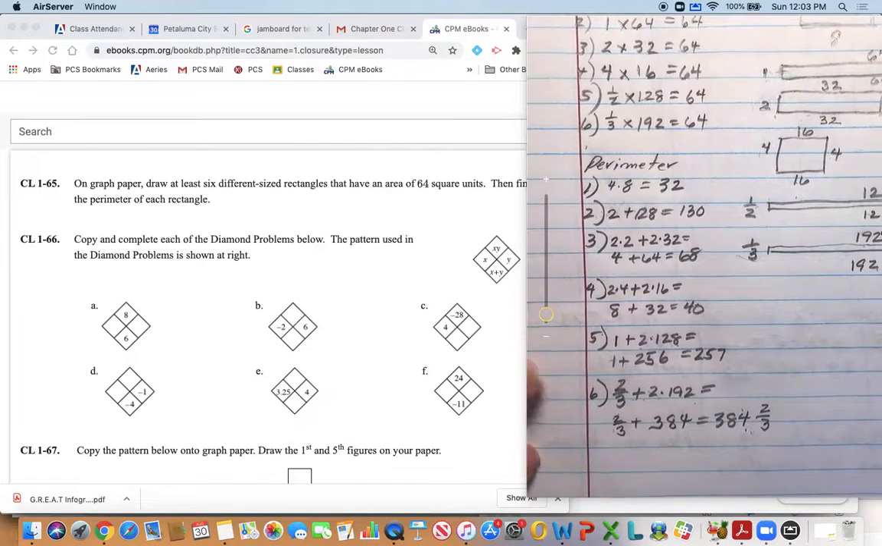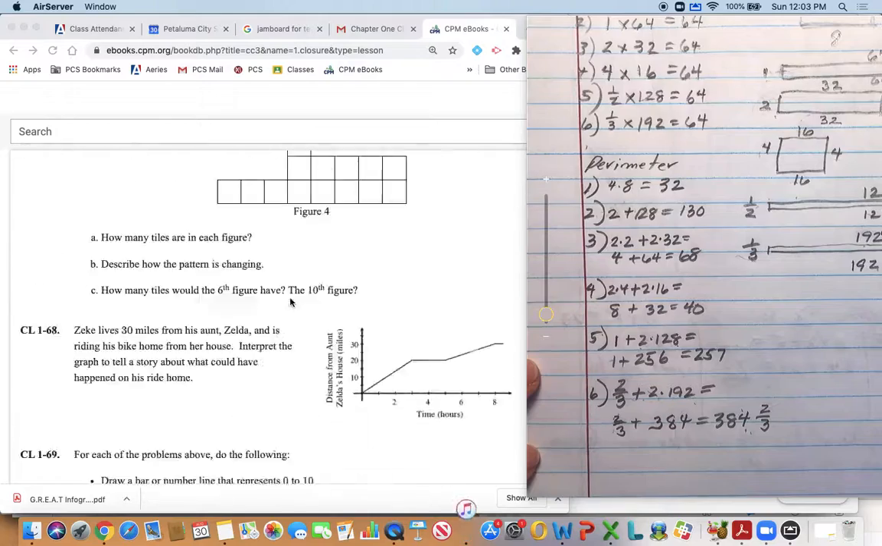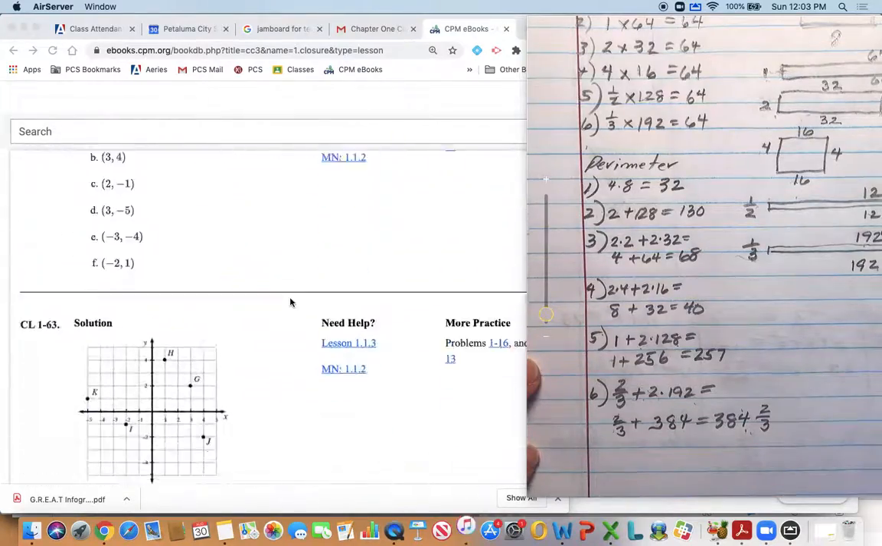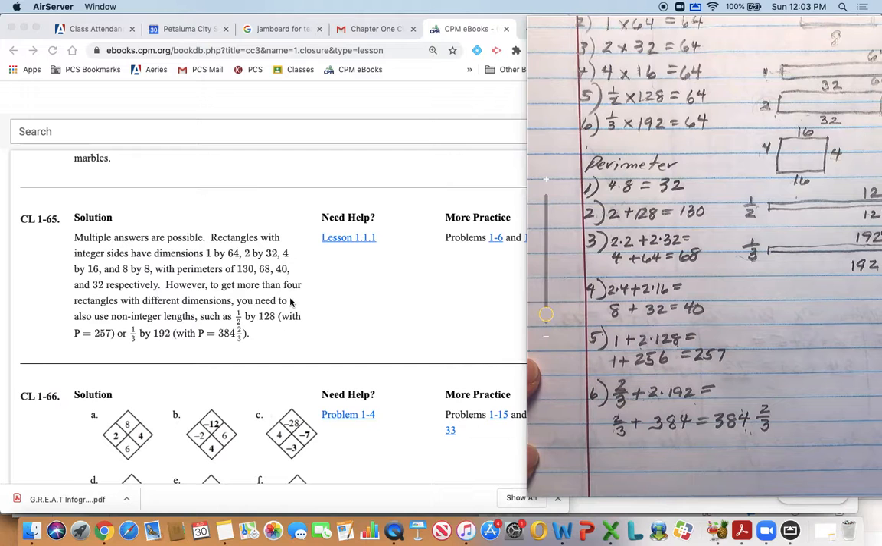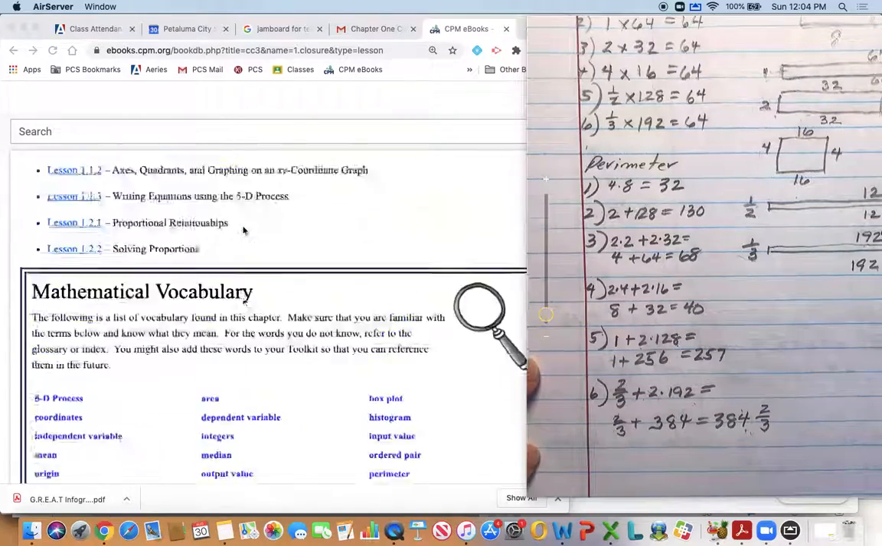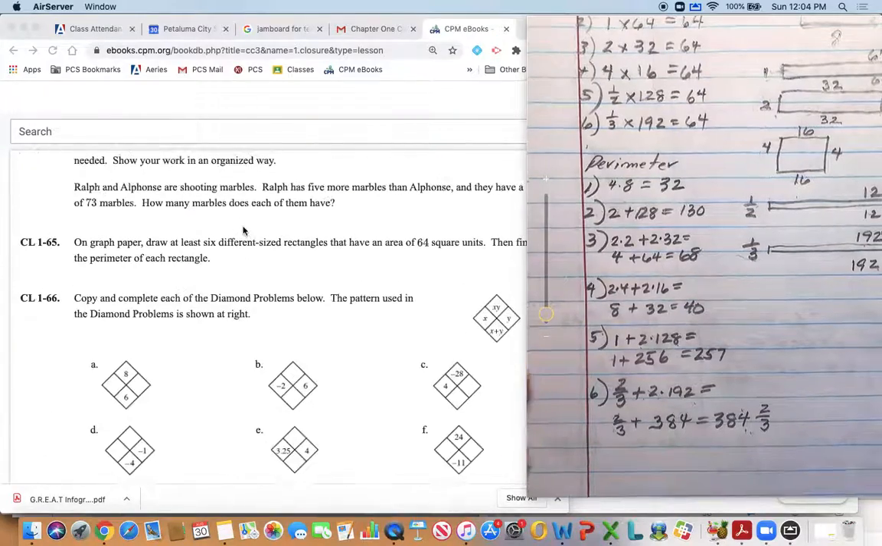And we can check the answers down below. And it looks like we got the same answers pretty much. Okay. Anyway, you can do that in your own time.